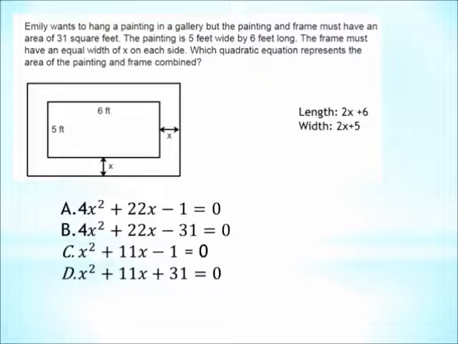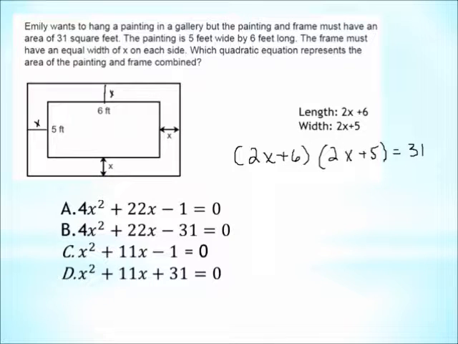So what we have here is our length is 2x plus 6. Remember, we have x on both sides, so there's two x's, 2x plus 6. And then our width is, I probably drew that wrong, but anyway, our width is 2x plus 5. So if we are going to begin to calculate our quadratic equation, we're going to take both of those binomials, and we are going to set it equal to the 31 square feet, or just 31.